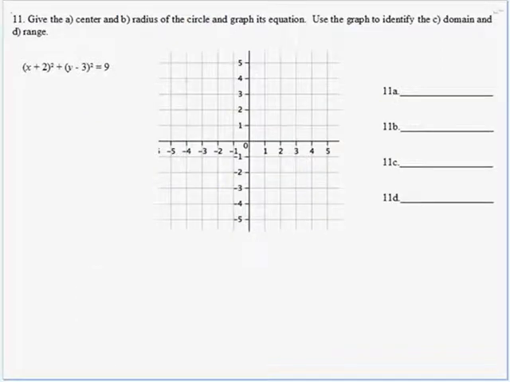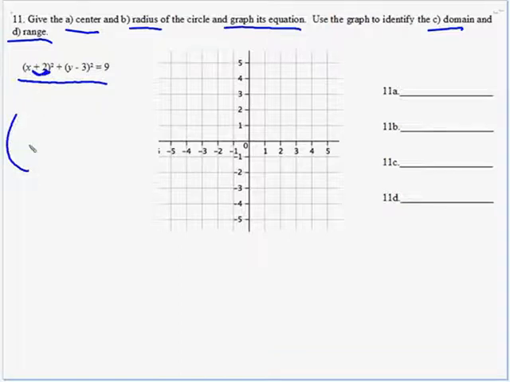All right, last one. Here's an equation of a circle. The center, the radius, we're going to graph it and then use the graph to identify the domain and then the range. Okay, when I look at this equation, I see a +2, so I know my center is going to have the opposite, a -2 x coordinate. Here for the y value, I see a -3. I'm going to change that to a +3. So there's my center, -2, 3.